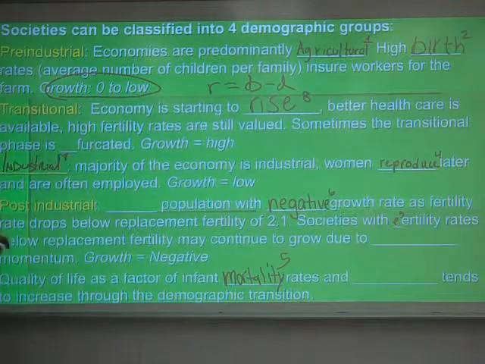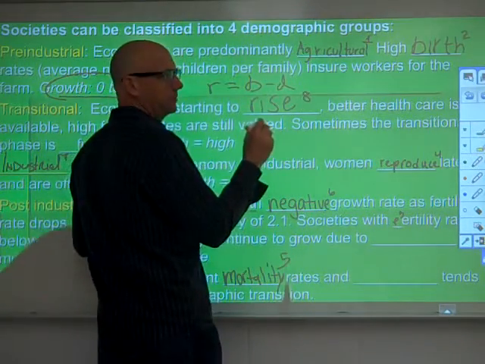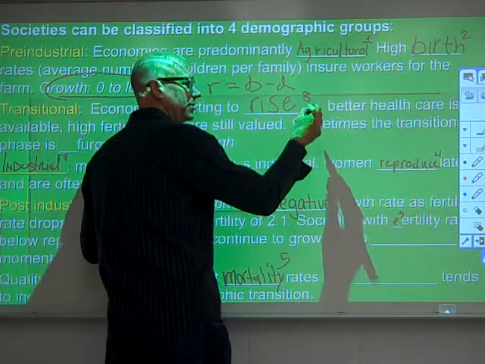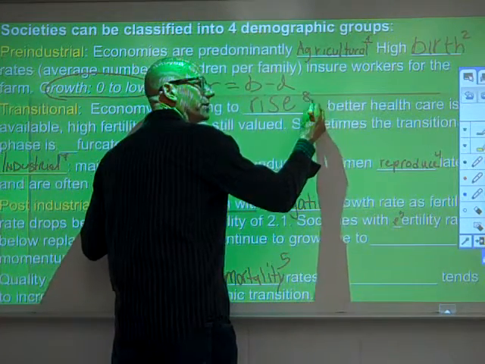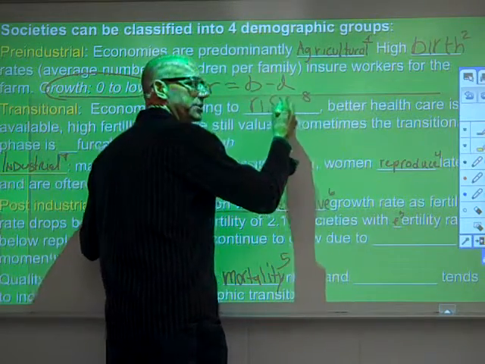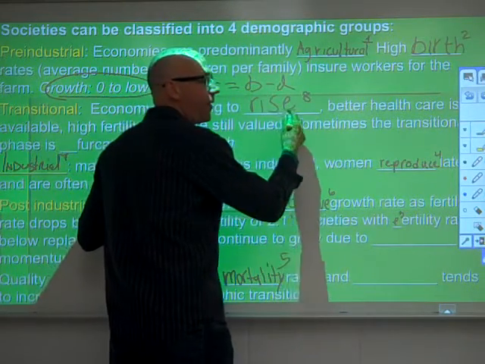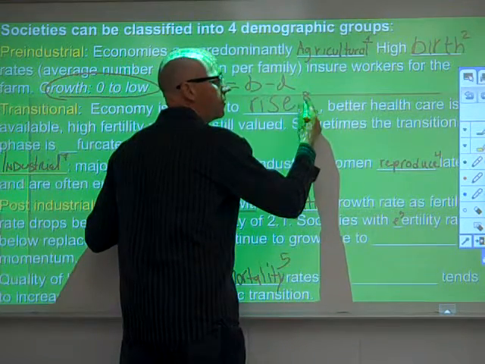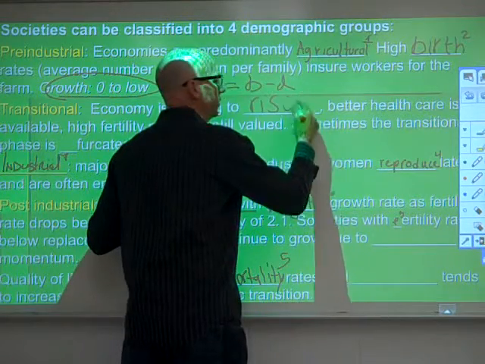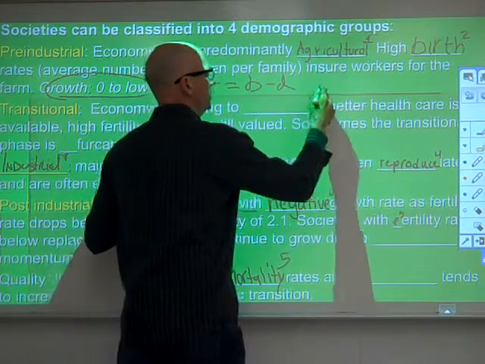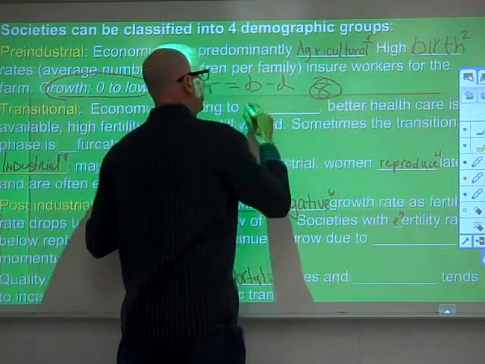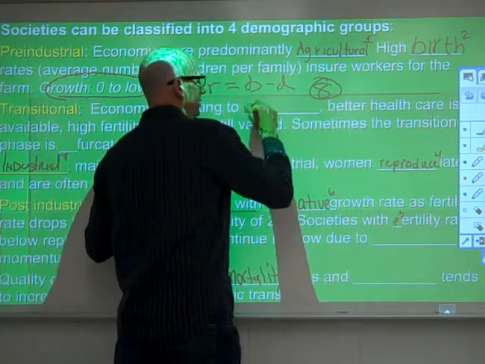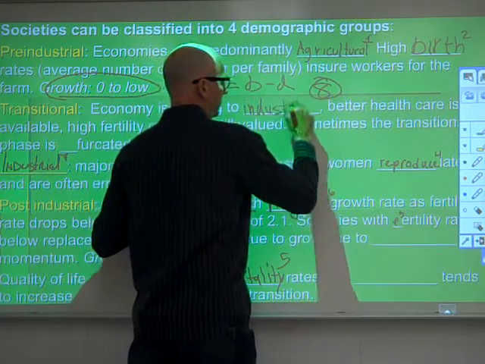Okay. Then you have a transitional society where the economy is starting to rise. What do you mean by rise? Be just a little bit more descriptive, and I might be able to give you the point. How's an economy rise? I just figured because it said better healthcare is available, and then it said transitional, so we thought it was like kind of rising into that industrial boom and stuff. Very good. Oops, sorry. You said the right word. Yeah, then I erased your point. Industrialize. Okay, starting to.